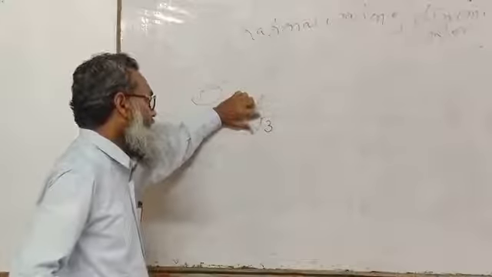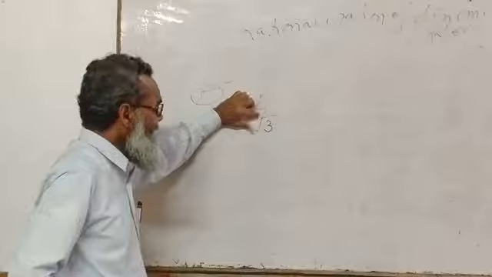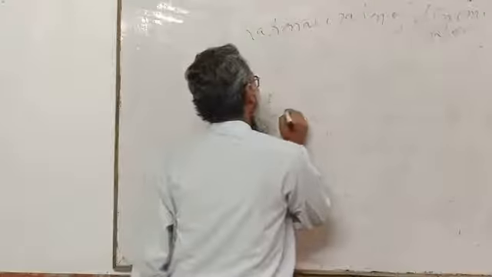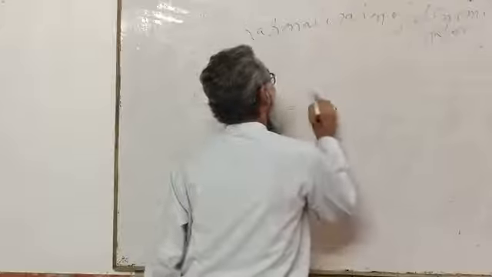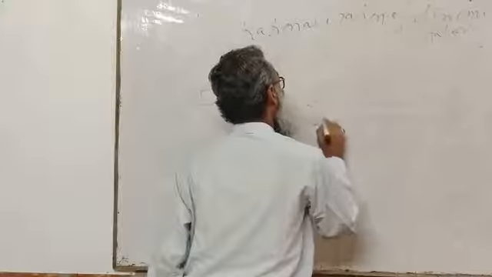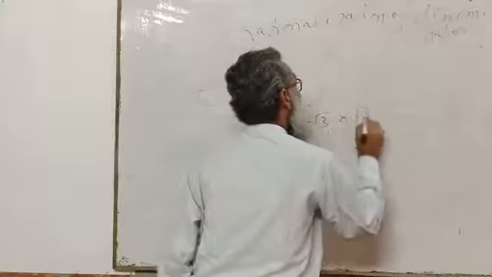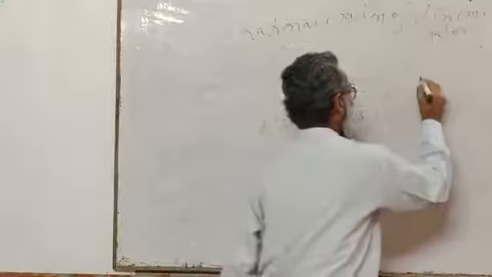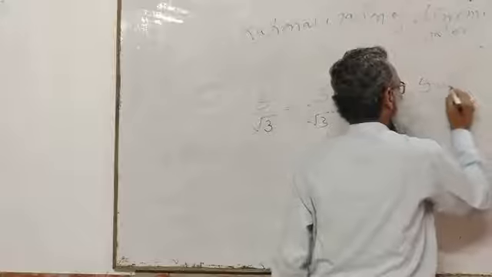How will you rationalize the denominator? In order to rationalize it, you will multiply the denominator by root 3, and you multiply the numerator also by root 3. So it will be 5 root 3 upon 3.